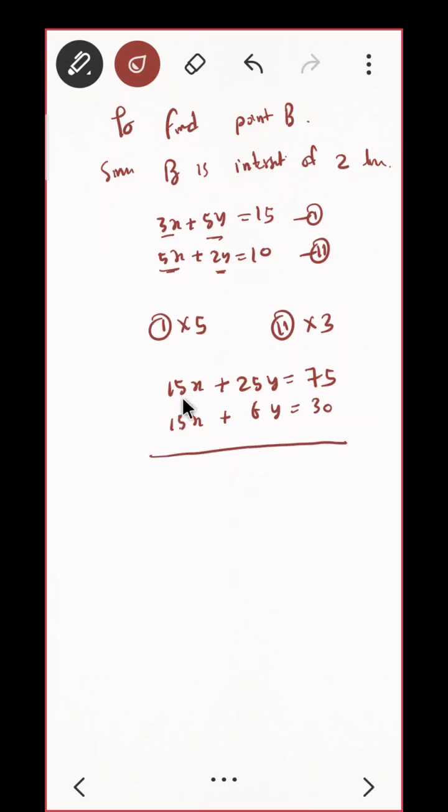What do you have to do now? You have two terms the same, so you have to subtract them. So if you subtract, the sign will change. Here it is addition, here it is addition. This will be negation. Is that okay? So now this is positive, this is negative, so they cancel. 25 minus 6, 19. Yeah, 19. And what about this 75 minus 30?